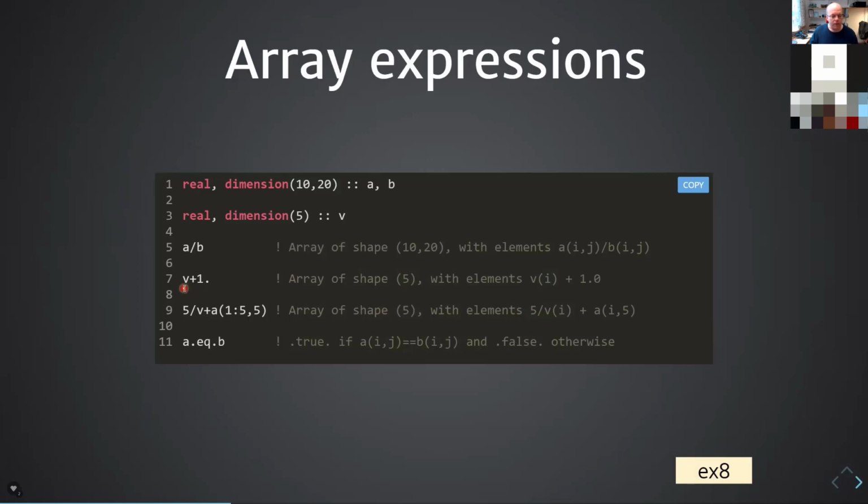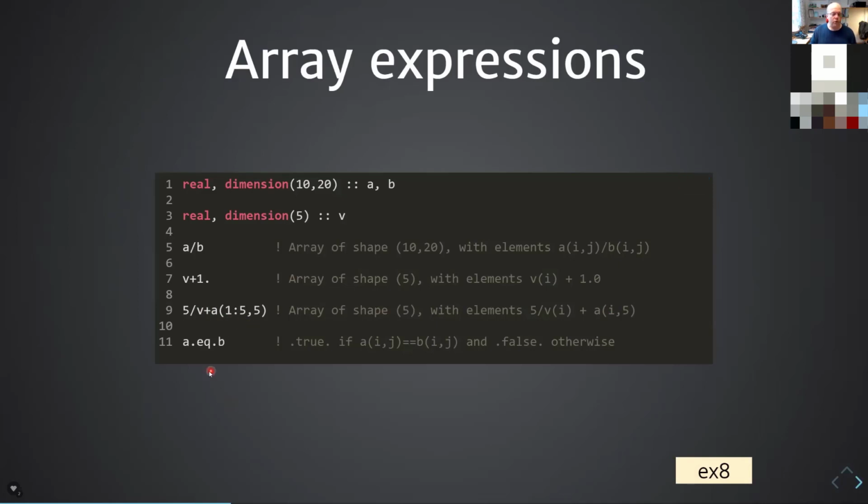In the second example, we have a V, and we add a scalar value 1 to V. What happens then is it will add 1.0 to every element in V. You can also do 5 divided by V. So 5 will be divided by a new array where every element is 5 divided by V(i). And then you can do an index operation here, which will add those values in the completed operation to a single array.